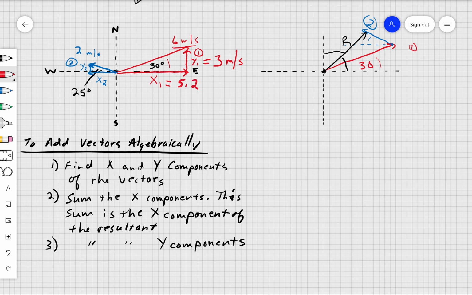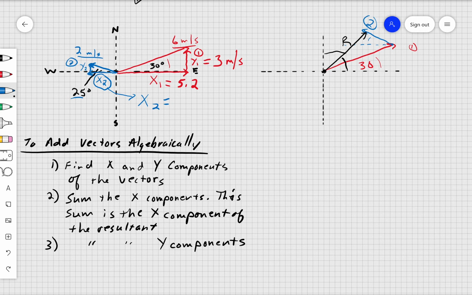Over here for vector number 2 on the left side, its x component, and I know I've drawn myself small here, so this x component here, x2, there's a hypotenuse of 2 and the angle is 25. So the cosine function, 2 cosine of 25, has a magnitude of about 1.8. But before I write that magnitude down, this component arrow points to the west.